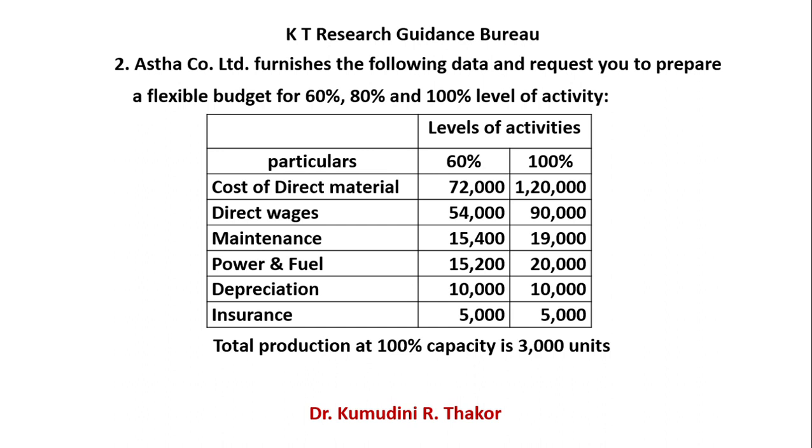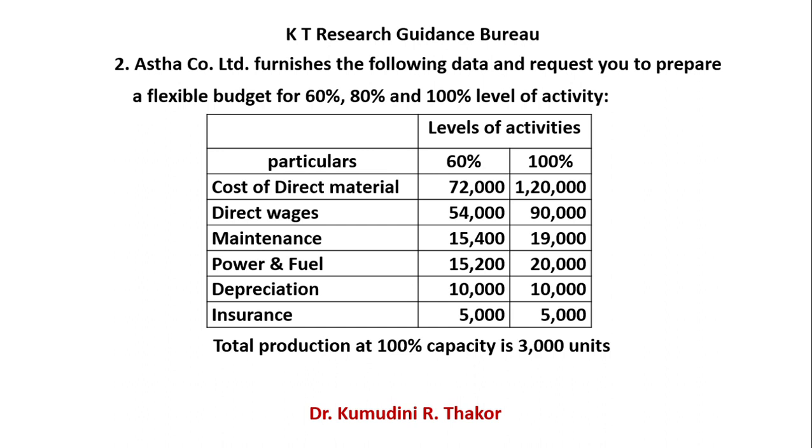See the table. There are three columns. One is particulars, second is level of activity. In that one, 60%, 100%. First, cost of direct material, direct wages, maintenance, power and fuel, depreciation and insurance. And at 100% capacity, total production is 3000 units.